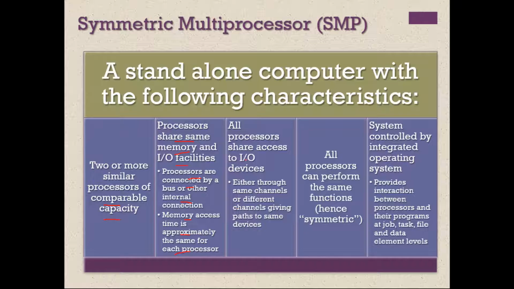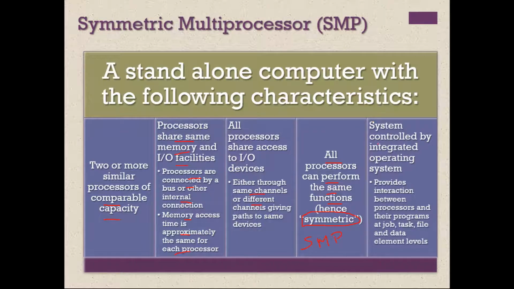And all processors will share the IO devices. The system may have different IO devices, so the IO devices also will be shared by all the processors, either through the same channels or different channels. All processors can perform the same functionality. That is, the typical operations that can be performed by all the processors will be more or less the same, so they are called symmetric. SMP means S stands for symmetric multiprocessors. All these multiprocessors are of similar type, similar in terms of functionality and performance.